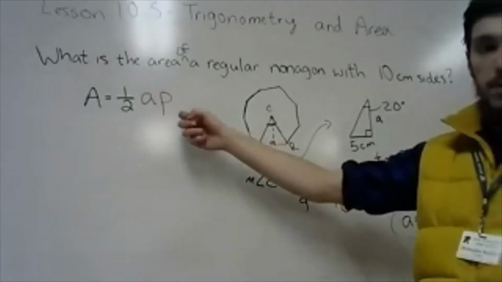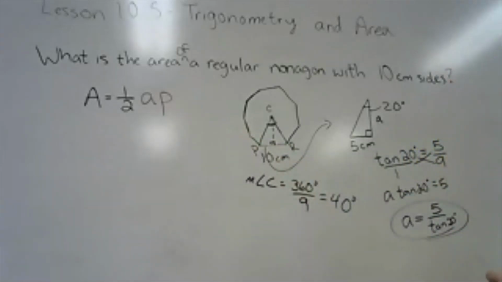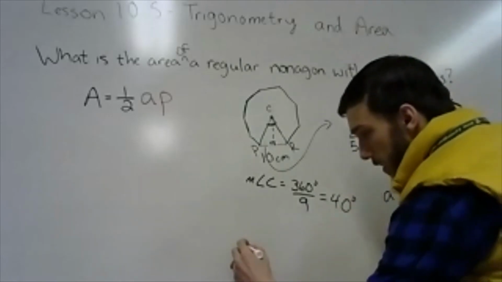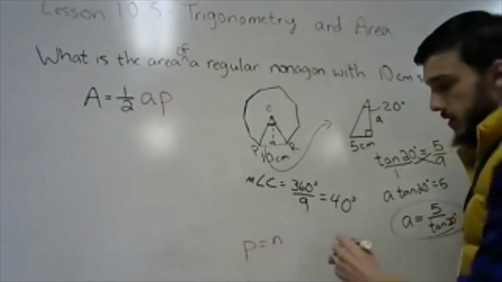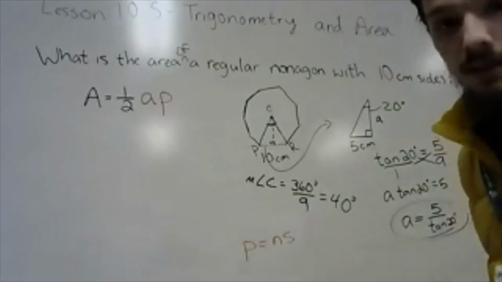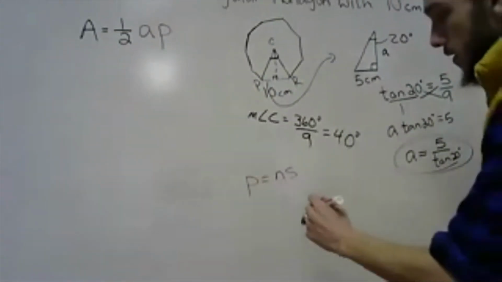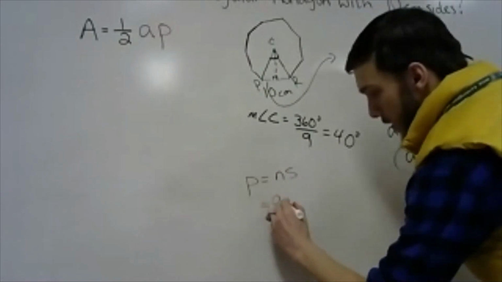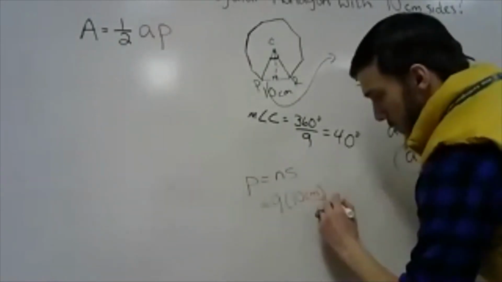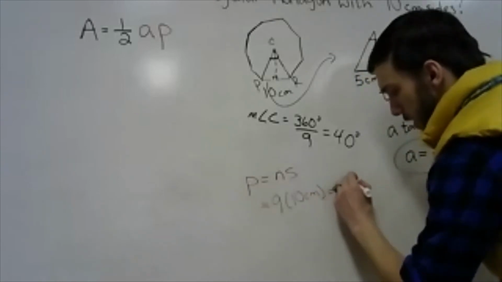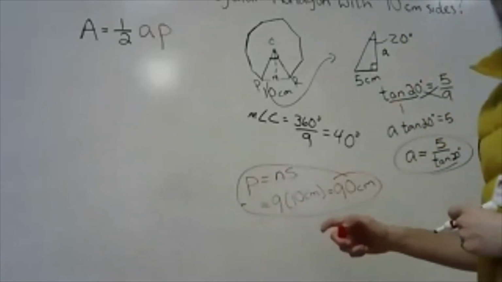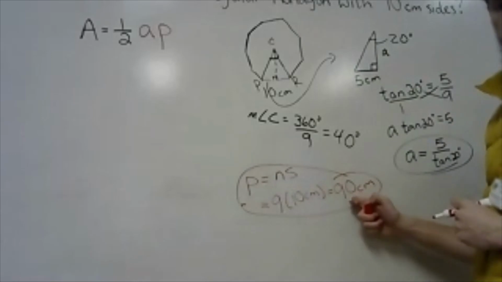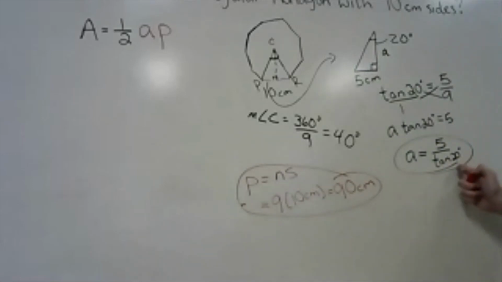But now we need to find our perimeter, P. To find P, we take the number of sides, which is n, times s, which is the length of one of the sides. So we take 9 times 10 centimeters, which gives us 90 centimeters. So we have P being 90, and A being 5 over tangent of 20 degrees.